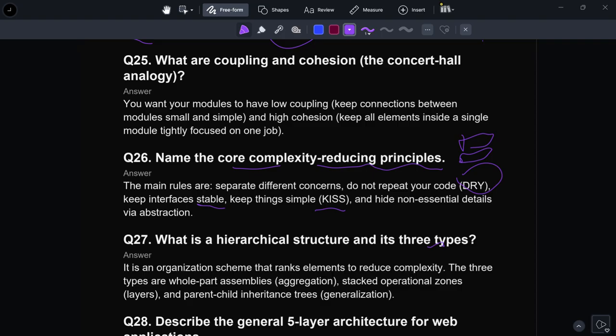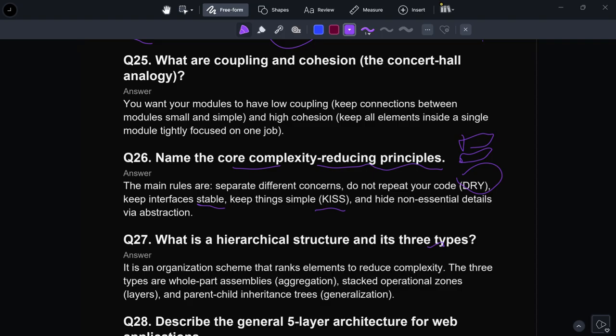Then we have KISS, keep it simple and stupid, which means that systems work best if they're kept simple rather than made complex. Simplicity should be a key goal in design, and unnecessary cleverness should be avoided. Over-engineering systems with features and all of this stuff is not right. For example, writing a straightforward readable if-else block to validate a user instead of building a highly complex multi-tiered dynamic permission evaluation engine for a simple application.